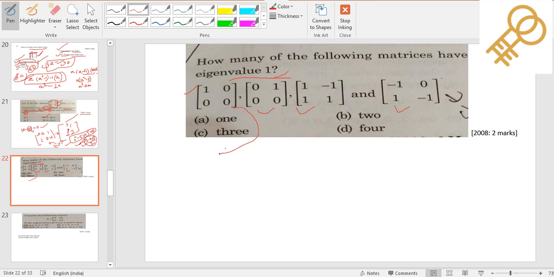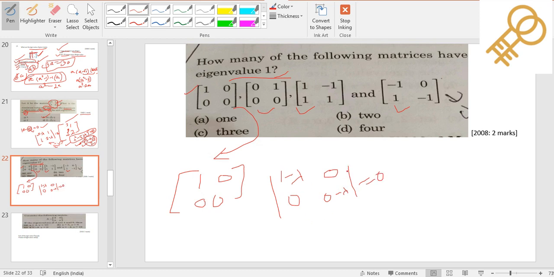So let us take the first matrix, which is 1 0 0 0, right? This is your first matrix. We'll find the eigenvalues of the given matrix. Again, with the help of the characteristic equation, you can find the eigenvalues. So directly I'm writing the determinant that we'll get after applying the characteristic equation, A minus lambda I. You'll get 1 minus lambda, 0, 0, 0 minus lambda, and this is equal to 0.